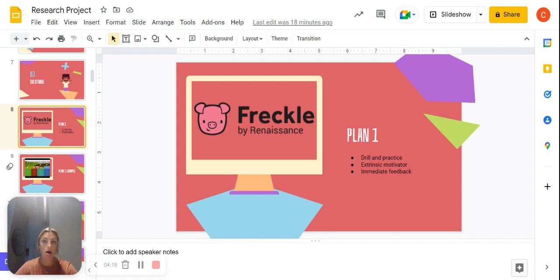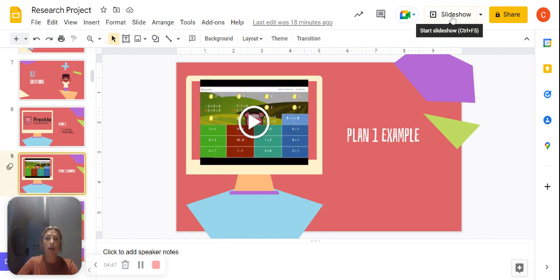Freckle is a gamification model that uses a drill and practice method. They have a multitude of multiplication facts that they go through and answer. There's an extrinsic motivator in Freckle, so they actually earn coins for each problem that they get correct, and then these coins are used to personalize their avatar. And lastly, it has immediate and corrective feedback. For example, if a student gets a problem wrong, it'll share the correct answer. If a student gets a problem correct, it will tell them that they are correct.